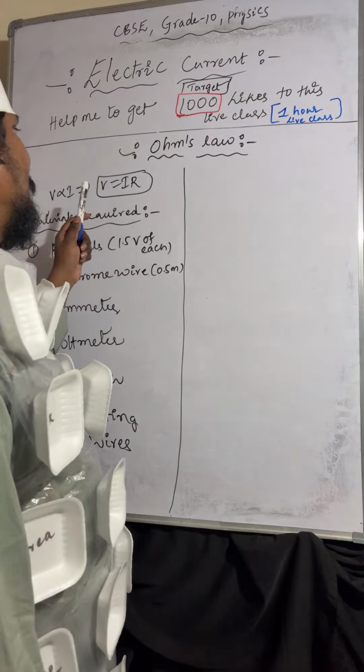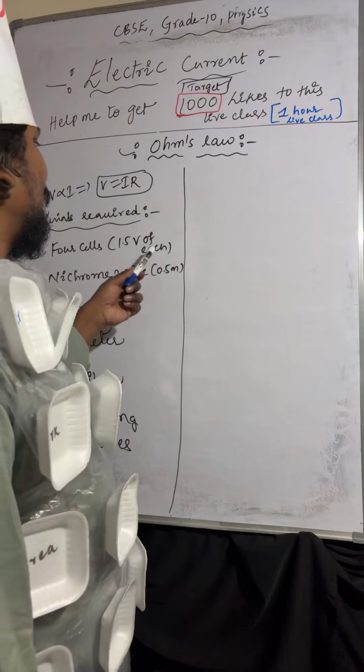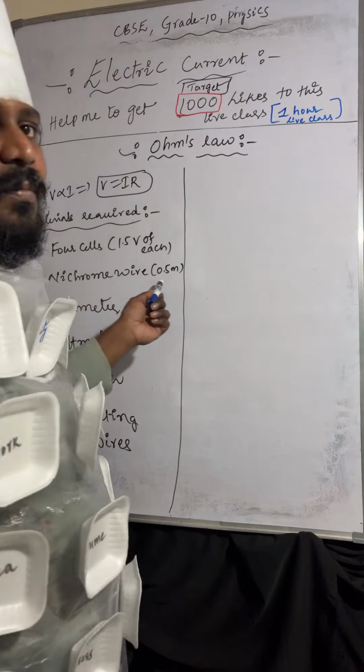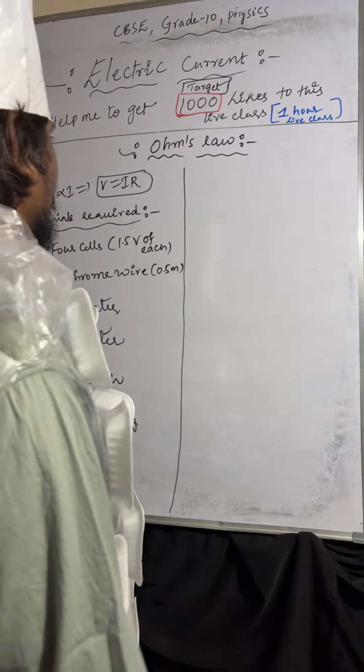So V is directly proportional to I. V equal to IR. Materials required: 4 cells, 1.5 volts each, nichrome wire of 0.5 meter length, and ammeter, voltmeter, switch, connecting wires.